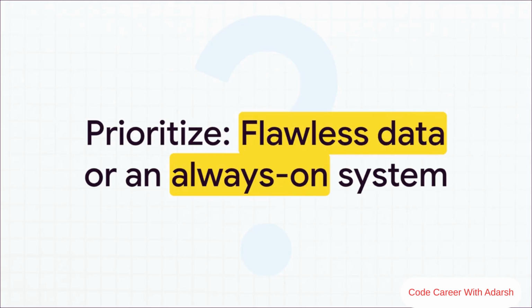And that leaves us with the core dilemma that every single system designer has to face every single day. If you're building a bank, you're always going to choose flawless data. But if you're building a social media feed, you're probably going to choose having a system that's always on. There is no single right answer. And this constant, difficult balancing act of trade-offs, well, that's what system design is all about.